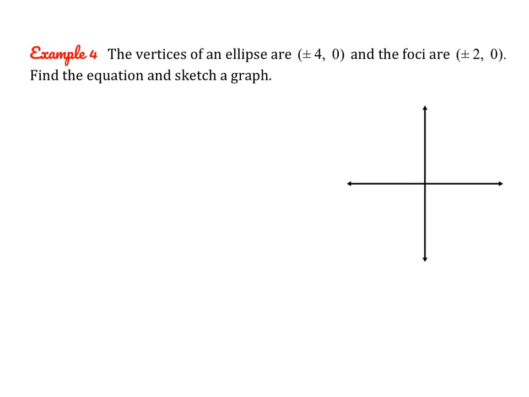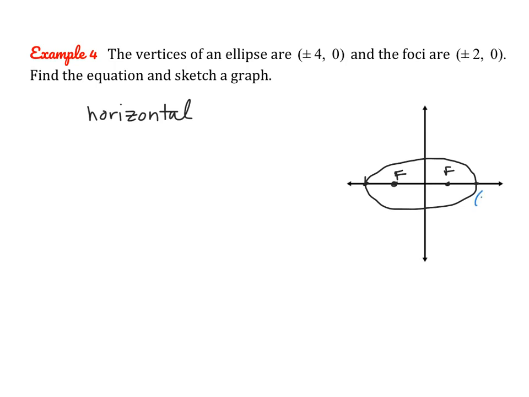Okay, so now we're going to try to make an equation of an ellipse given different pieces of information. So here we are told that the vertices of an ellipse are at plus or minus 4, 0, and the foci are at plus or minus 2, 0. So before I even sketch it out, I know that this is going to be a horizontal ellipse because our vertices are always along our major axis, and so are our foci. So let's say here's 4, 0, and negative 4, 0. And then we have 2 and negative 2, 0. So these are our foci.